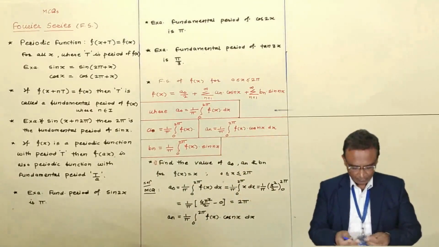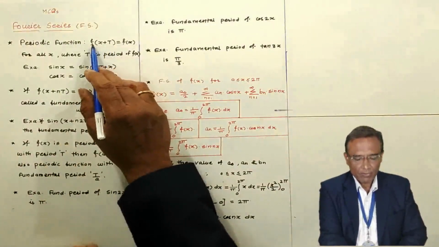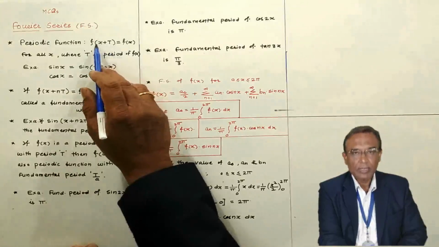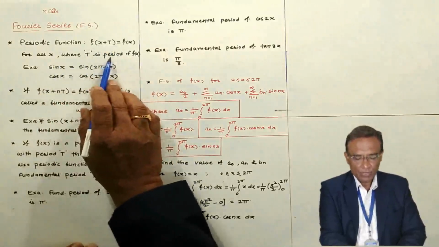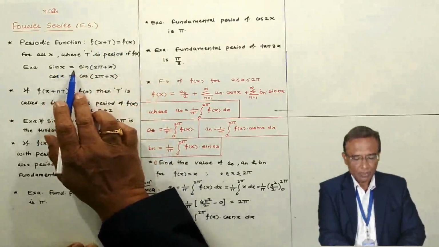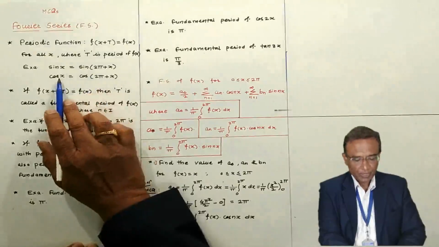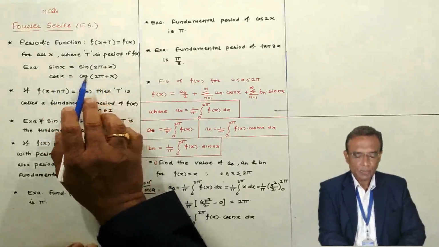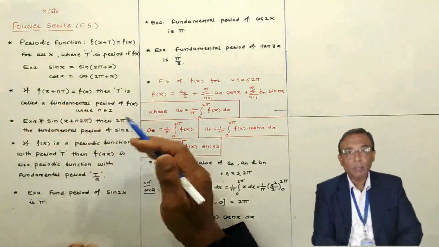What is a periodic function? A periodic function is defined in this way: f of x plus T equals f of x. If you add this T, the function remains unaltered, and T is the period of the function. This must be valid for each and every x. For example, sin x equals sin of 2 pi plus x, and 2 pi is the period of the function. Again, cos x equals cos of 2 pi plus x, so this 2 pi is the period of the cosine function.